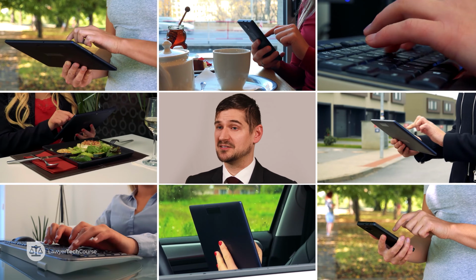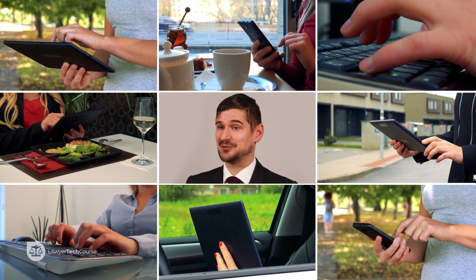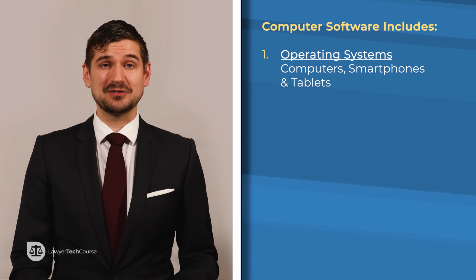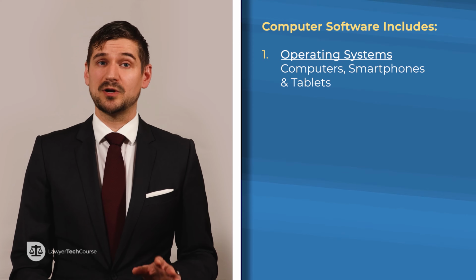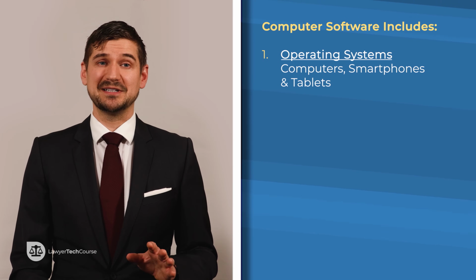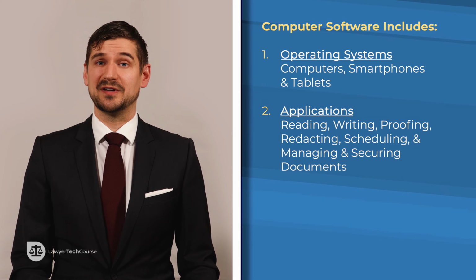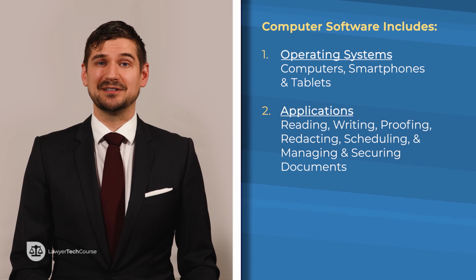This module of the course explores different ways to use computer software to get work done in legal practice. Computer software means the different kinds of programs that run on our various electronic devices. This includes operating systems which run computers, smartphones, and tablets. This also includes specific applications that run on these devices, which are used to complete tasks in legal practice, such as reading, writing, proofing, redacting, scheduling, and managing and securing documents.